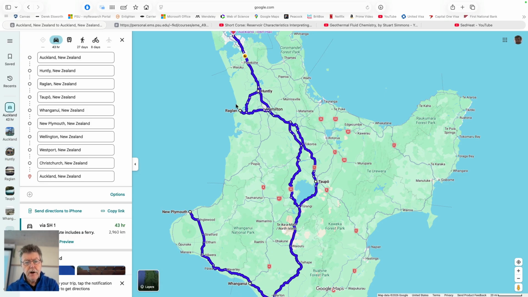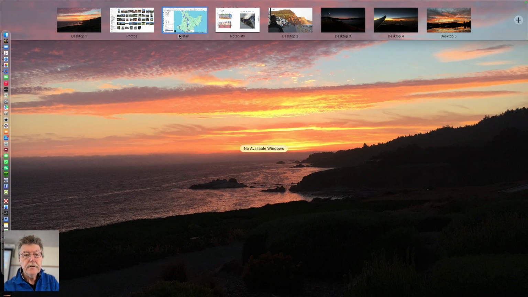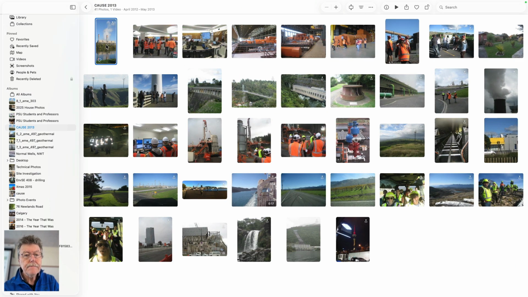We used to visit a wind farm that was right here in Raglan. We used to go to New Plymouth, where natural gas came onshore from the so-called Maui field, which was offshore here. And so if we look at some pictures from that, now you've got a little bit of an orientation for where we are.